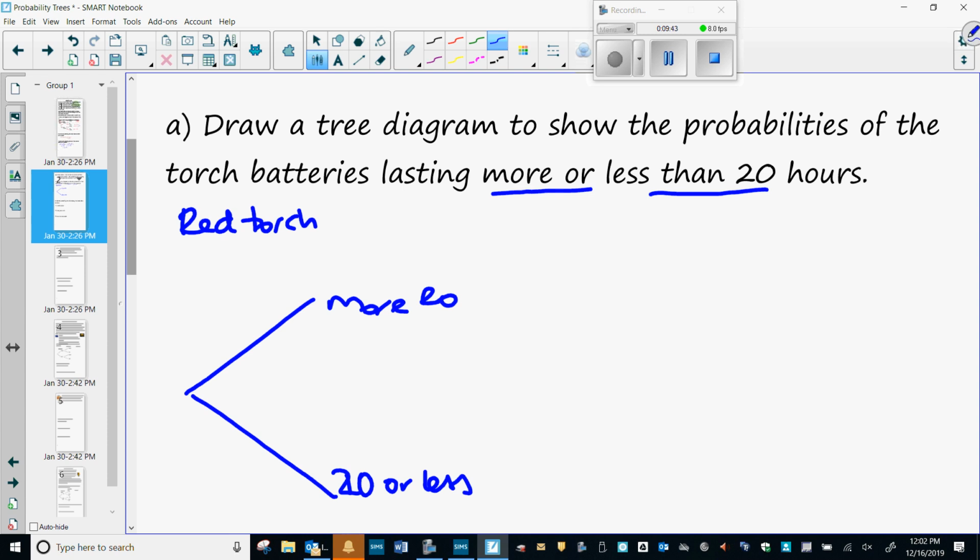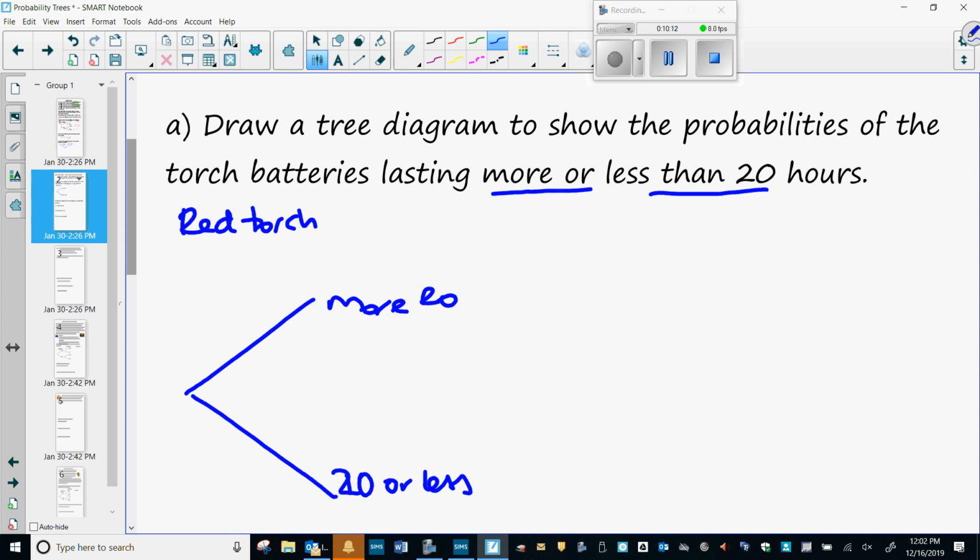Could you also write less than 20? Well, my question wasn't great because it says more or less than 20 hours. Nothing mentions the exactly 20. It's a bit like when I said this morning about winning, losing, and there's the tie option. So here, this should say more than 20 or 20 or less, because otherwise we're missing the exactly 20. So that wasn't very well written.